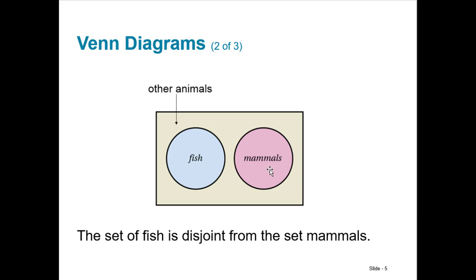Okay, how about if we have fish and mammals? Well, those two things don't intersect because a fish and a mammal, those are two different genus of things. So there's no overlap, there's no intersection between fish and mammals.